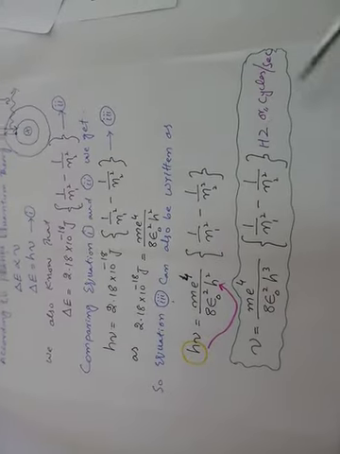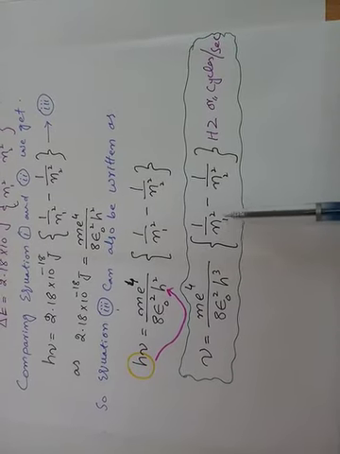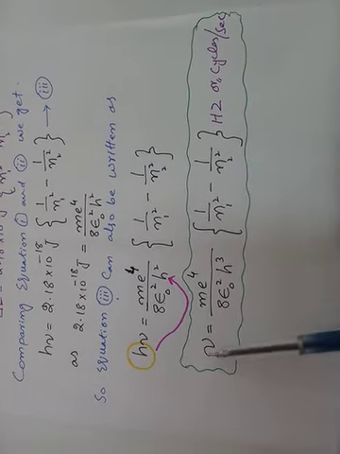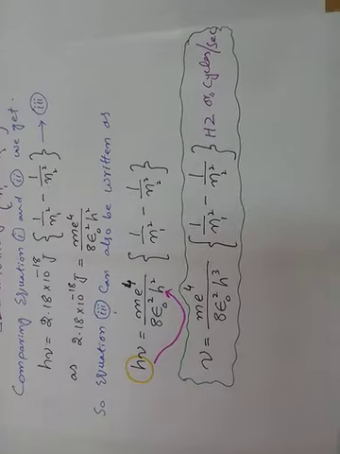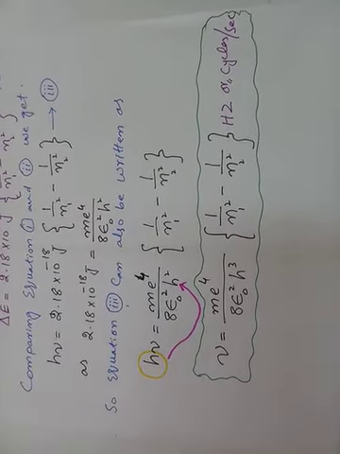So this is an equation. If we are given the values of n1 and n2, we can easily calculate the frequency of the emitted light when the electron jumps back from the high energy state to its ground state.